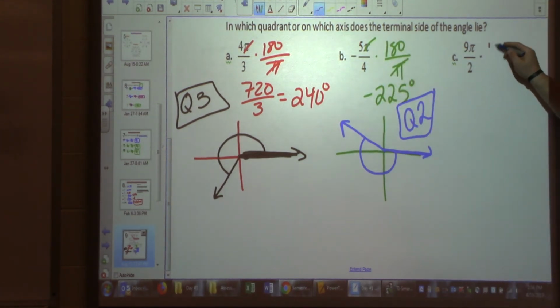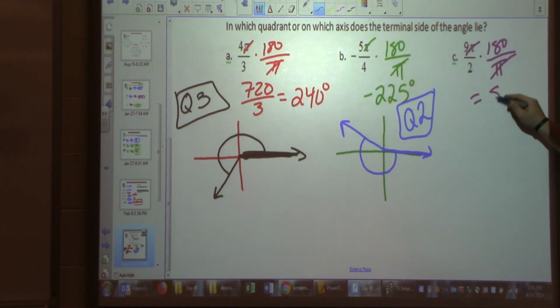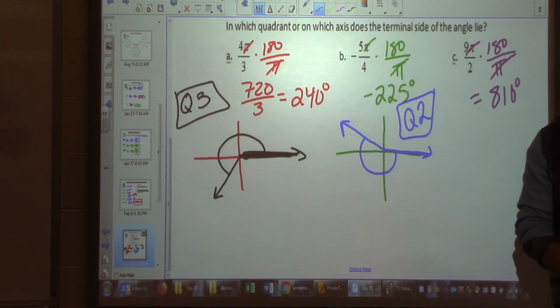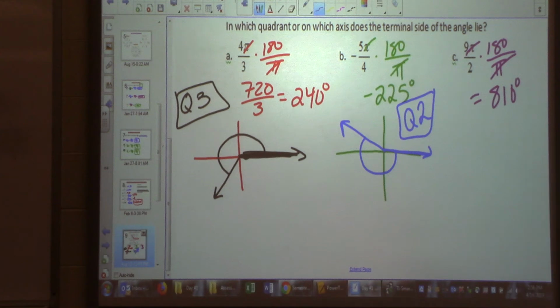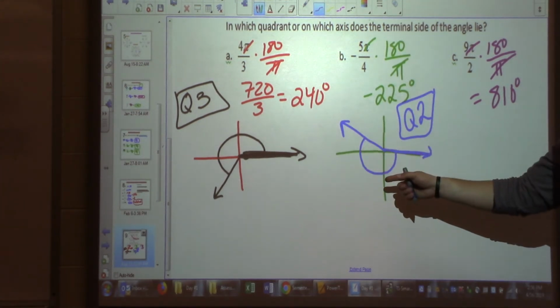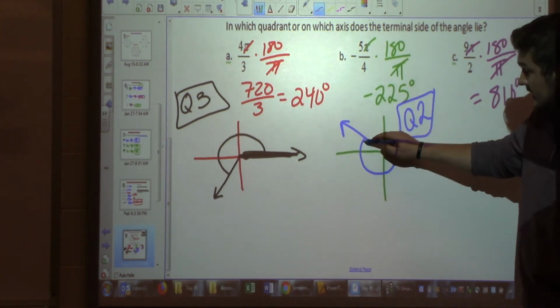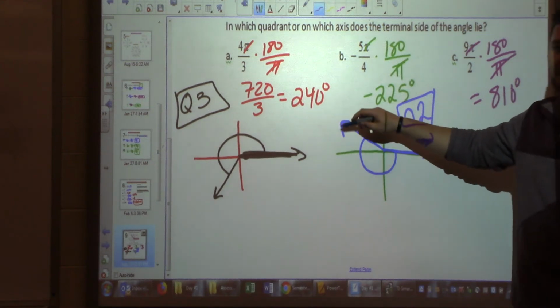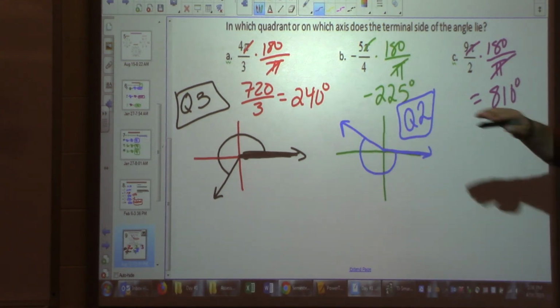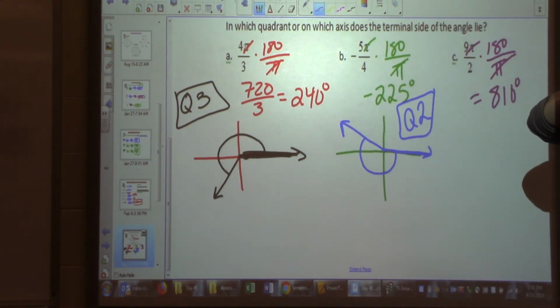Alright. Times 180 over pi. Comes out to 810 degrees. Now, anytime we ask you to draw the angle or draw a reference angle, we'll talk about reference angle in a second, or draw the terminal side and where does it lie, you must draw the pictures like this. If it says to do it, you have to. You need to draw the angle, which way you want. You need to draw the terminal side. Okay? Now, in this problem, it doesn't say to, so it's perfectly fine not to. But if it tells you you need to, you must.